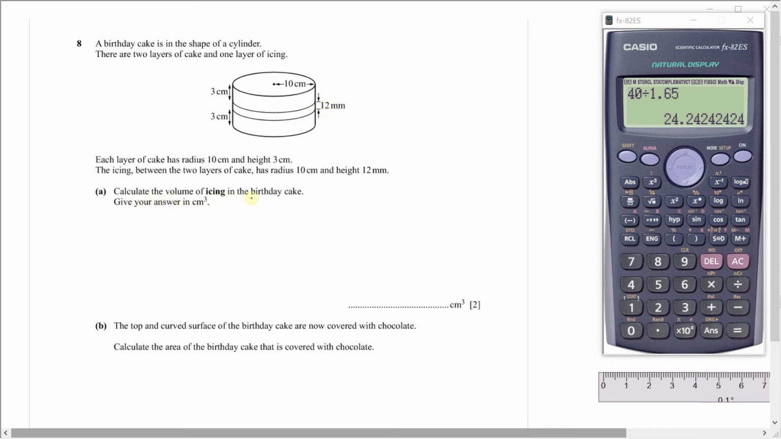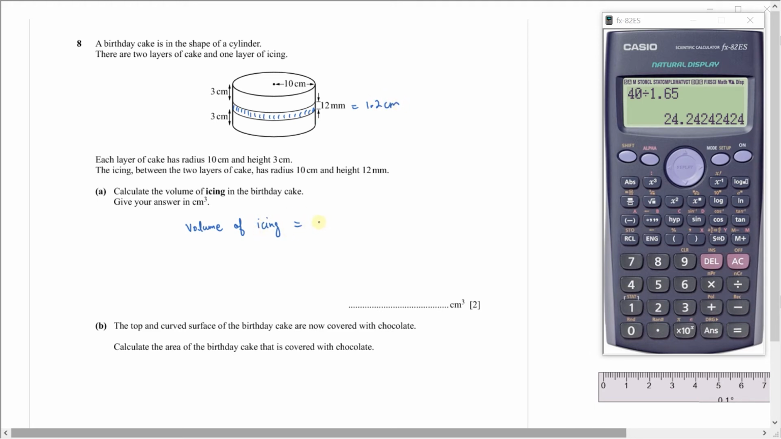Calculate the volume of icing in the birthday cake, giving your answer in centimeter cube. So the volume of icing is basically this part, which is a cylinder of height 12 millimeters, but you have to give your answer in centimeter cube. So 12 millimeters, I can convert this into centimeters by dividing it by 10. So I will get 1.2 centimeters.